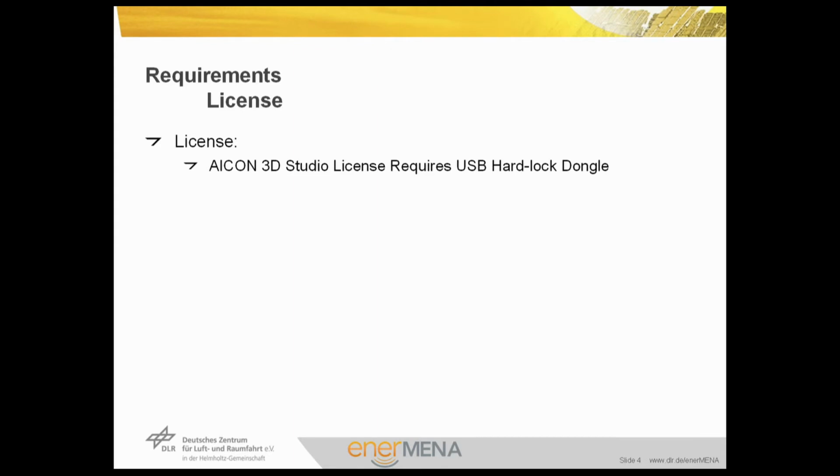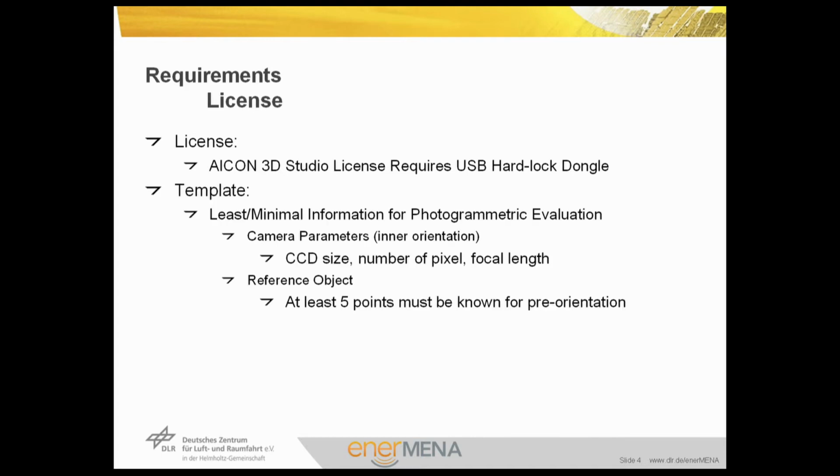The AICON 3D Studio is hard lock protected with a dongle, so we cannot use the software without a dongle. Then we need a template. The template contains mainly the information about the camera, which is the size of the CCD, the number of pixels, and the focal length of the camera. In addition, it's also possible that the template contains information about the distortion parameters of the camera.